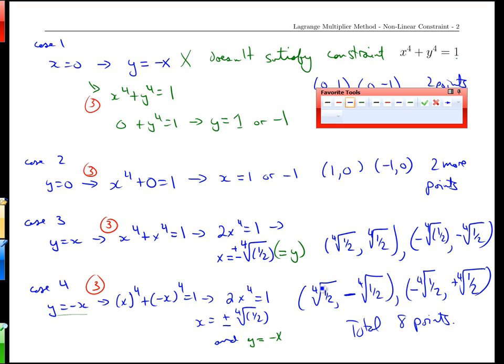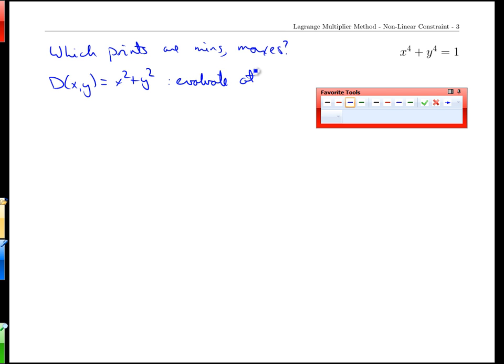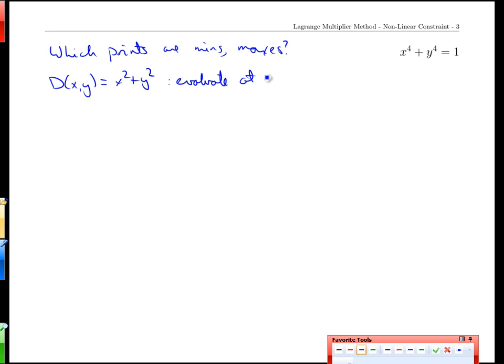Last but not least, we would like to know which points are mins and which are maxes. Well, remember that our function, which is the distance function, let's call it d of xy, is going to equal x squared plus y squared. That's our distance function squared. And so we evaluate at, they're sort of like critical points, but they're the interesting points that we just found on the last page, and we'll see what kind of function values we get.